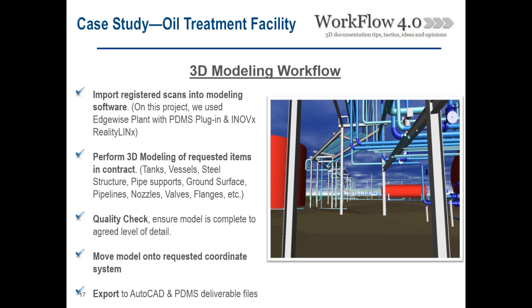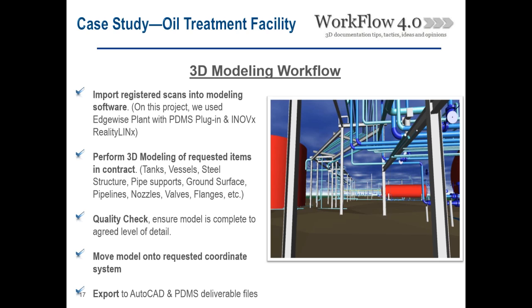As you can see in this image on the right, this is a portion of the model with pipelines and steel, and having that Edgewise steel would be very useful in a project like this with this much steel. So we would use our modeling in Innovex and Edgewise, and we would model everything that was requested in the contract, making sure that that's something you follow.